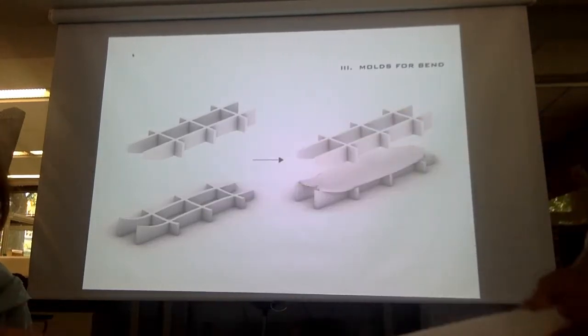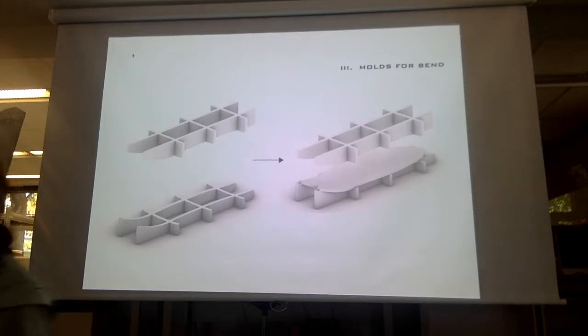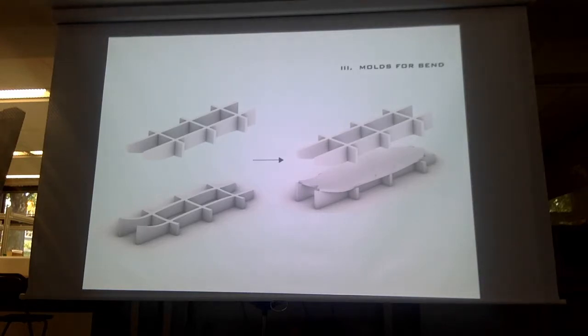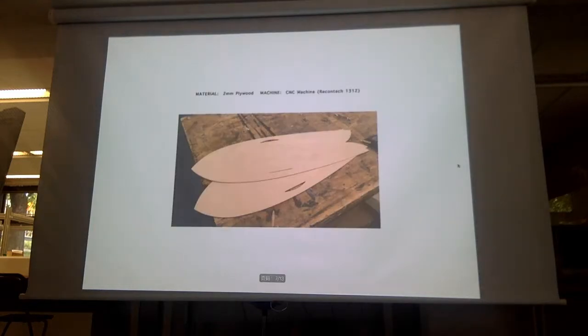Okay. So after the first experiment, I knew that the plywood can be bent in this way. So in the second experiment, I tried to make a mold to allow the plywood to bend in 2 directions, and the slide shows the process of how to use the mold to make the plywood bend.